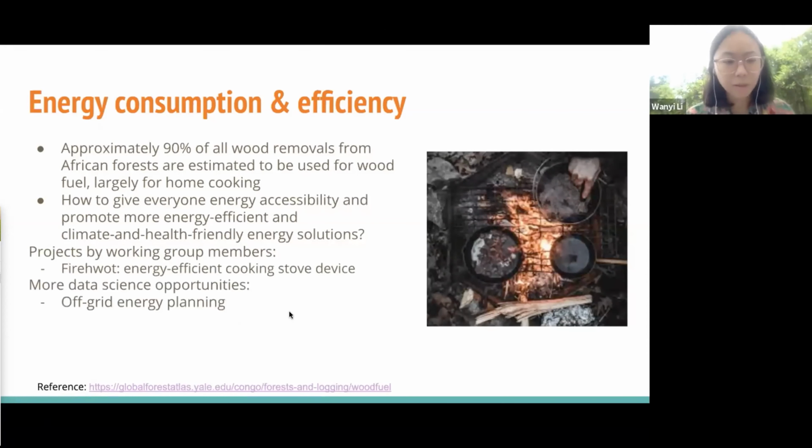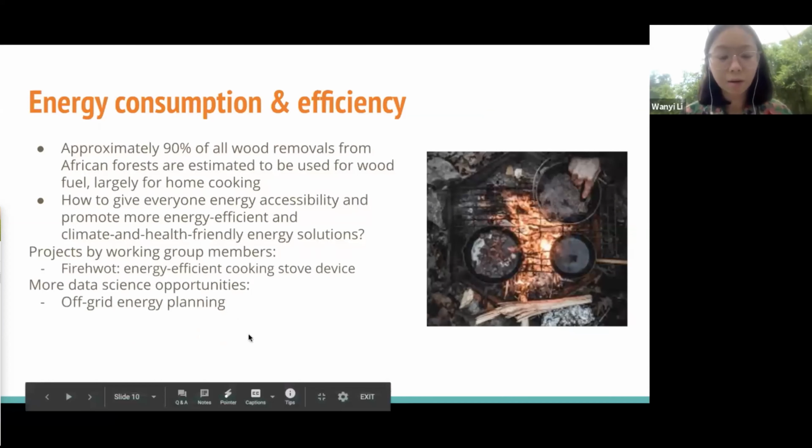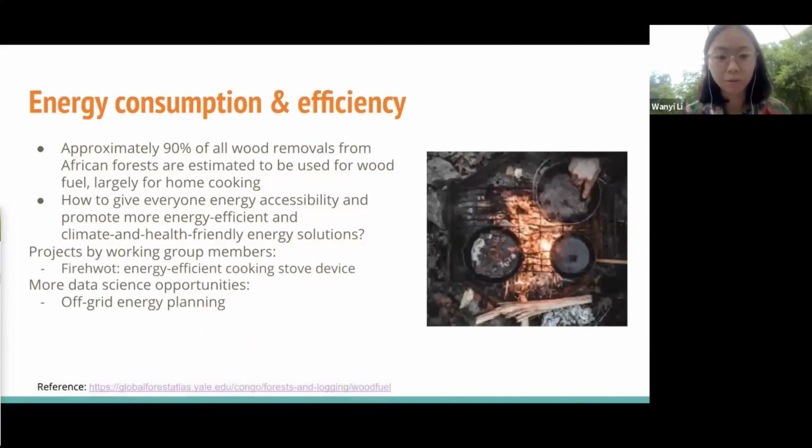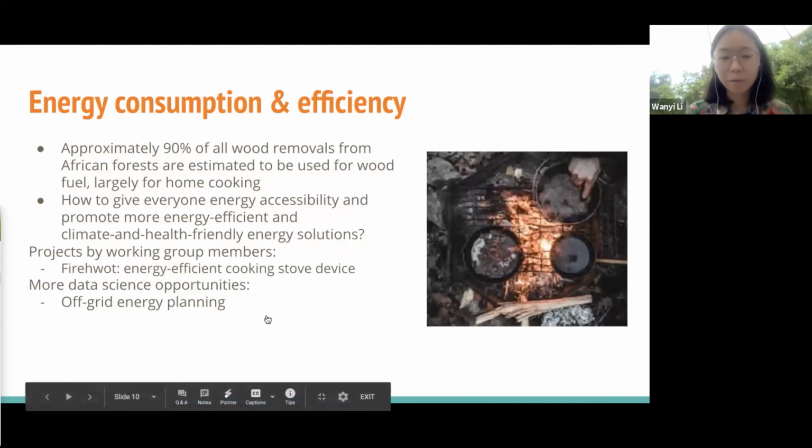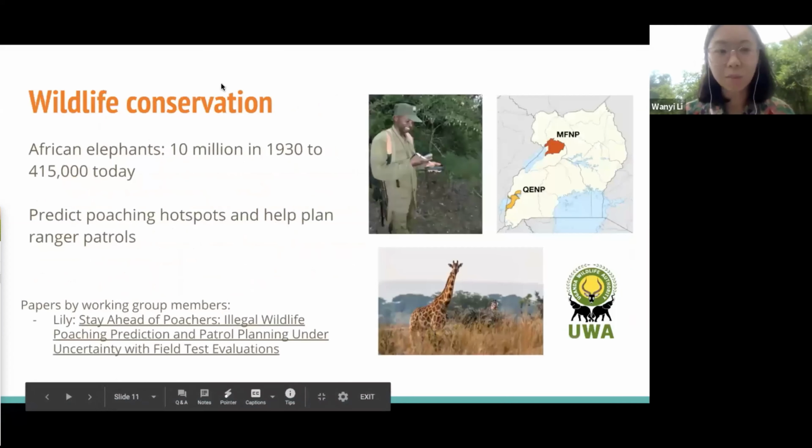So in this space, we see there are two opportunities for data scientists to come in. One is thinking about off-grid energy planning, and the second is doing more advanced data analysis to think about the causal reasons for how you switch between energy efficient solutions. Now we'll turn the slide to Lily to talk about wildlife conservation.